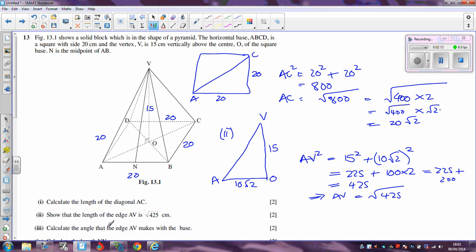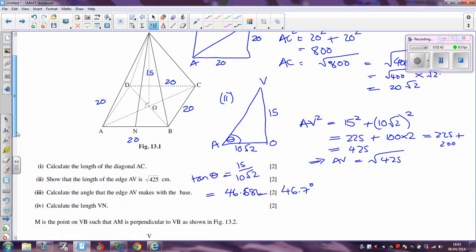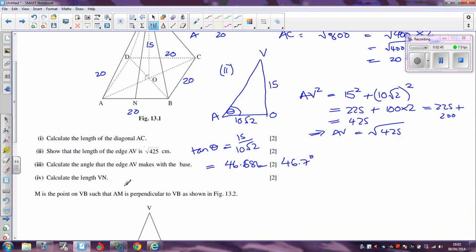Now, part 3 says the angle that AV makes with the base, well, that's just going to be this angle here. Now, to find that, I can just write that tan theta is the opposite, which is 15, divided by the adjacent, which is 10 root 2. And if I work that out and do shift tan, it comes out as 46.686. So that's 46.7 degrees.